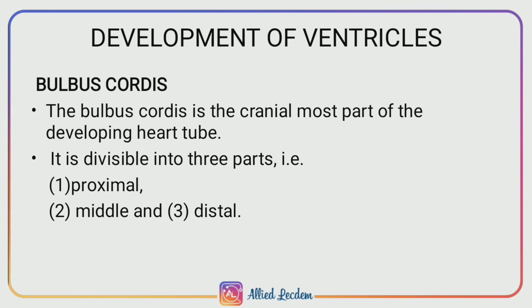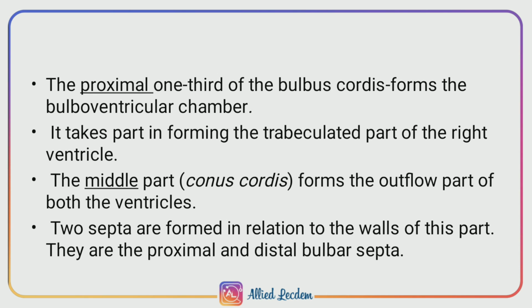Development of the ventricles. The right and the left ventricles are formed by partitioning of the primitive ventricle and incorporation of the bulbus cordis. Bulbus cordis. The bulbus cordis is the most cranial part of the developing heart tube. It is divisible into three parts: proximal, middle, and distal. The proximal part merges with the cavity of the primitive ventricle and forms the bulboventricular chamber. It takes part in forming the trabeculated part of the right ventricle.